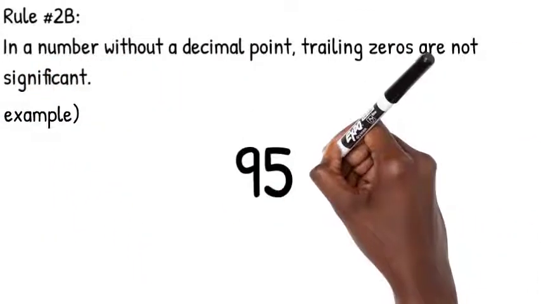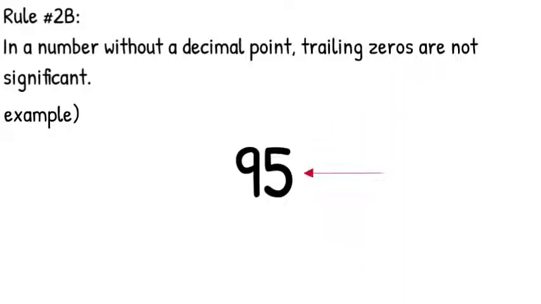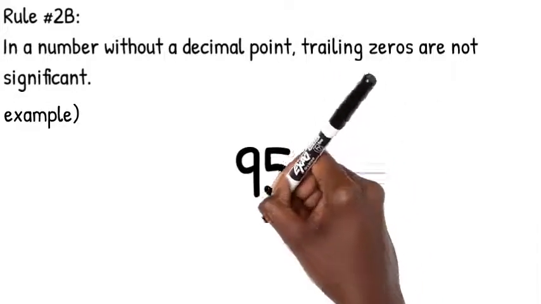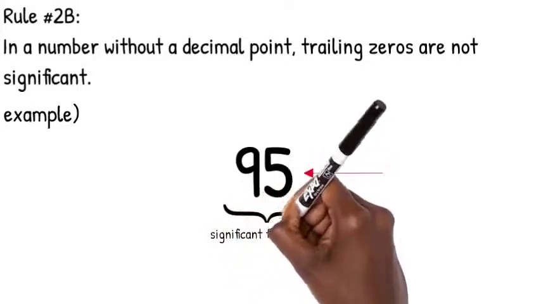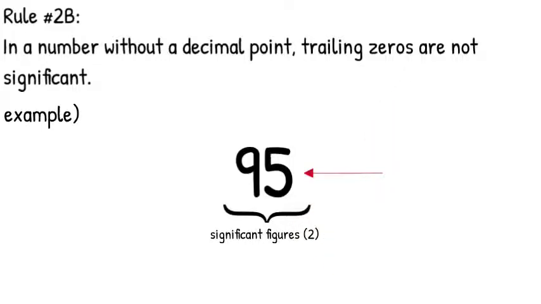95. Starting at the right and moving left, the ones place digit is 5, which is a non-zero number. Therefore, it is significant, and so is every digit to the left of it. The number 95 only has one more digit to the left of the first non-zero digit, so it has 2 significant figures.